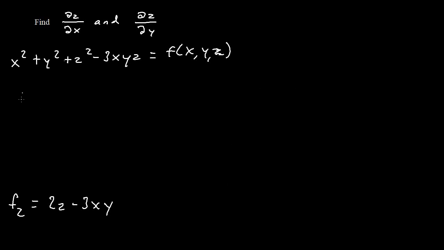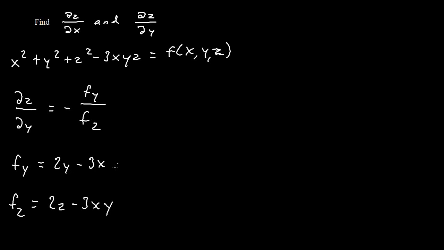Now let's find the partial derivative of z with respect to y. The formula once again is negative f sub y over f sub z. Notice we've already found f sub z, so we can keep that. Let's find f sub y. Now y is going to be treated as the variable, everything else is a constant, so the derivative of x squared is 0, the derivative of y squared is 2y, the derivative of z squared is 0, and the derivative of negative 3xyz is negative 3xz.